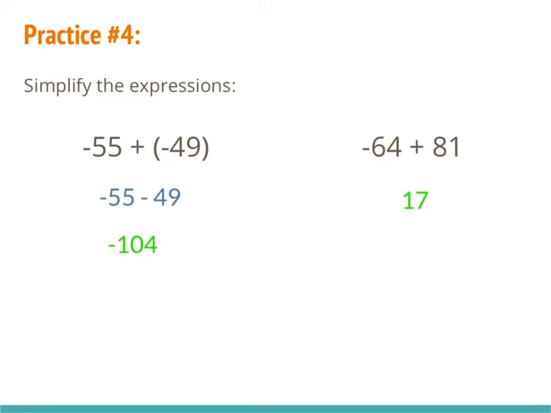How did you do? Were you able to get both answers correct? Notice that on one side I had two negative numbers, the negative 55 and the negative 49. Since they had the same sign, I needed to make sure that I added those numbers together. And obviously then my answer would be negative, because just adding negatives upon negatives is going to give you a negative answer. And on the other side, the 81 had the greater absolute value, so that's why my answer turned out to be positive. Let's go ahead and take a look at the next problem.